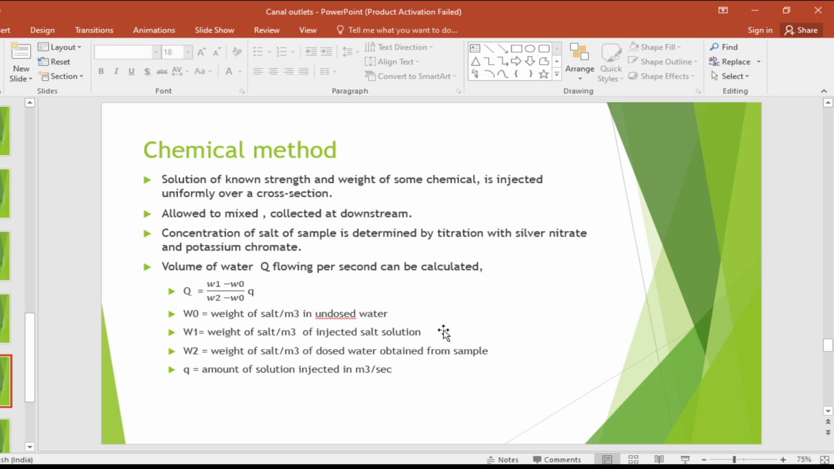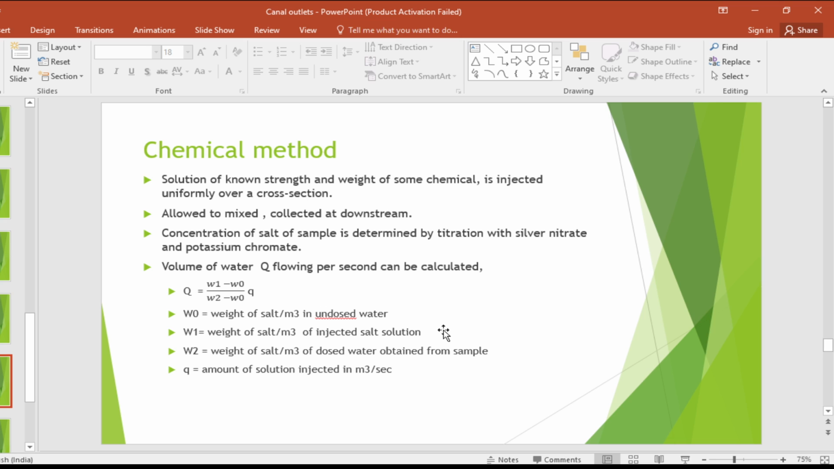Okay, from somewhere downstream we can collect a sample of that mixed solution. Now the concentration of salt in that sample is determined by using the titration method. The titration should be done with silver nitrate and potassium chromate.